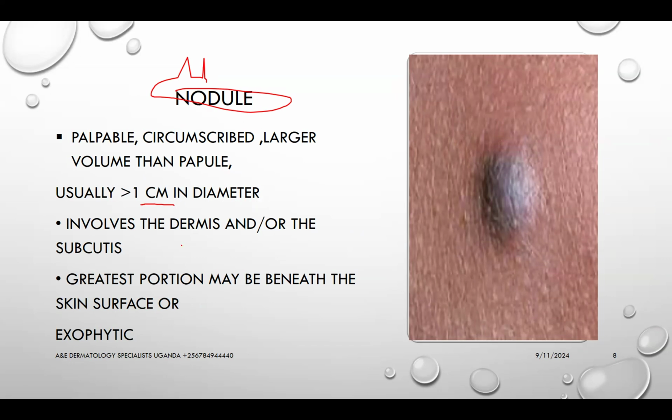In some cases, you can have what we call a nodulopapular rash, whereby on top it looks like a papule, but it has a deeper component. So that is the description you can give in such a case. Nodules usually involve the dermis and or the subcutaneous tissue, and you may find that the greatest portion of them is actually beneath the skin.